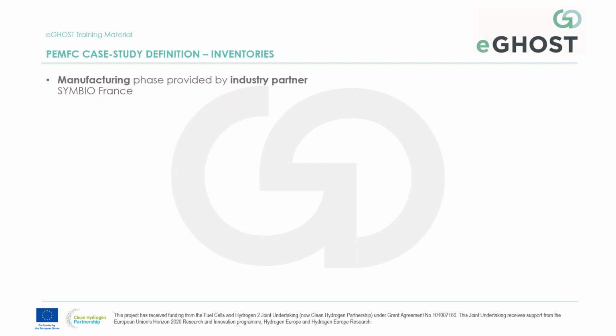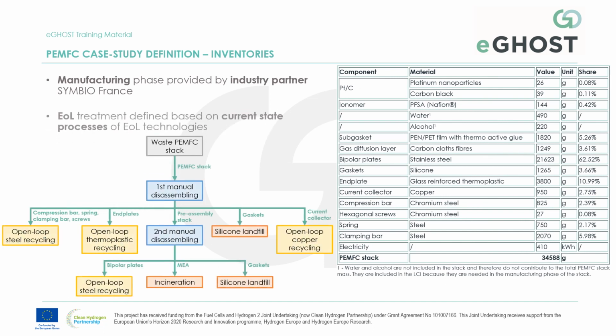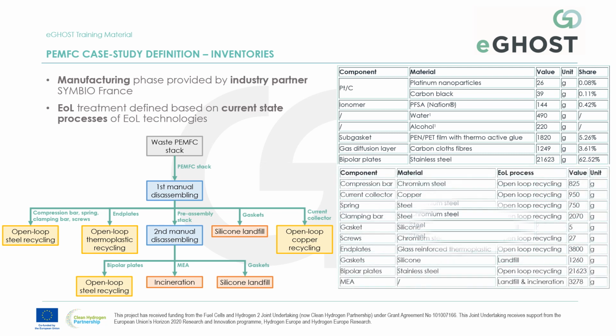As I said, the inventories were provided by our industry partner Symbio France just for the manufacturing phase. So here you can see the table. And for the end-of-life phase, we have to define our own processes because the end-of-life phase is not that developed yet, unfortunately. So for the base case, we designed just the current state processes like open loop recycling and landfilling and so on. So we don't really have any closed loop recycling or some reuse like later on. And here we also have the inventories for the end-of-life phase.